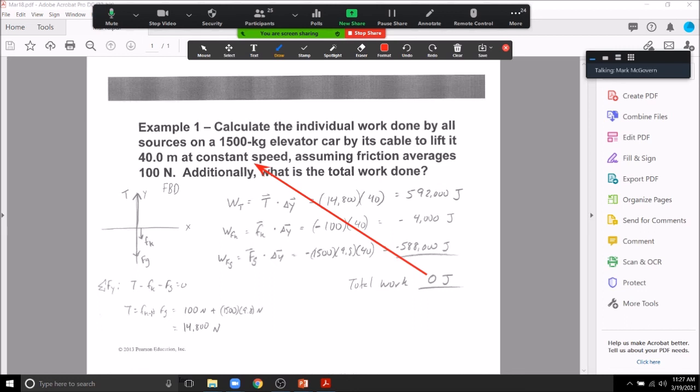Oh, well, it says that we're lifting the elevator car. So that means the velocity vector here is upward. And remember, kinetic friction is always opposite the direction of motion, so it's got to be down.